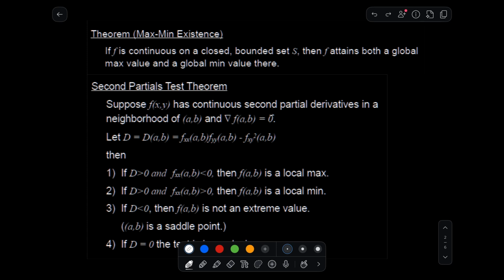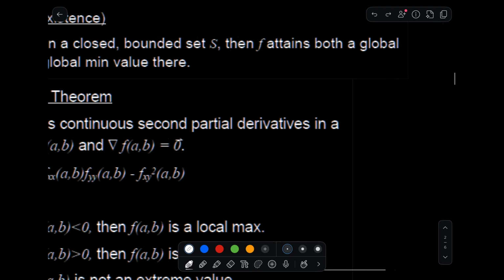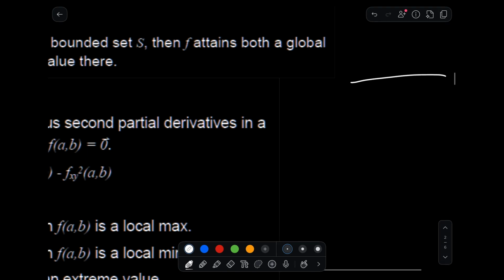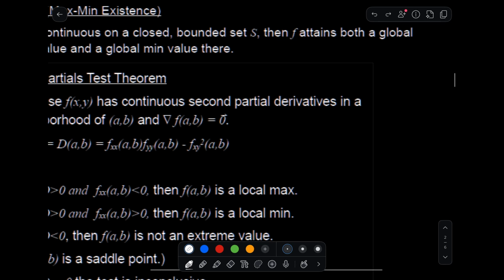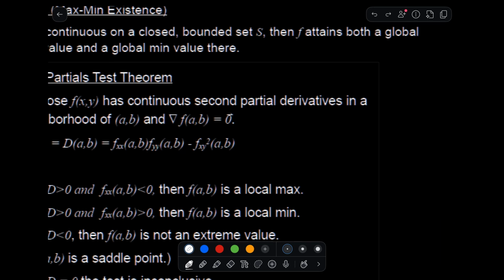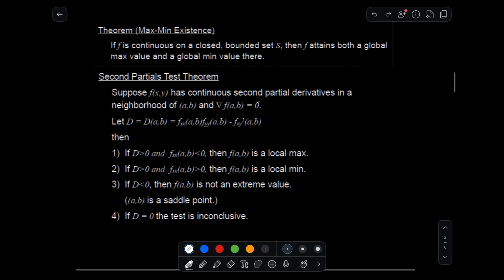If we have f continuous on a closed bounded set S, then f attains both a global max and global min value there. Again, this is kind of straightforward from what we understand from Calc 1. It's like the mean value theorem, intermediate value theorem, basically extended over to 3D, because even if you have like a straight line, it's going to have both a local max and min. It's at the same value, right? It's kind of redundant to say that, and you wouldn't say that, right? But looking at that, we can understand a lot of the ideas are similar from 2D to 3D, right?